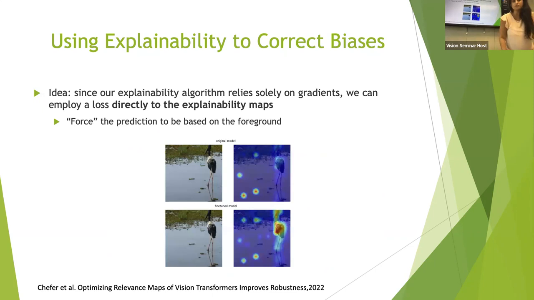Since the second method that we saw is based on pure gradients, everything there is derivable. The gradients can be derived again, and the loss term can be applied directly to the explainability. And we can force the model to make the prediction based on the foreground instead of the background image pixels.